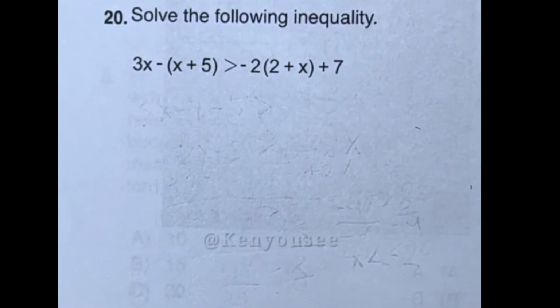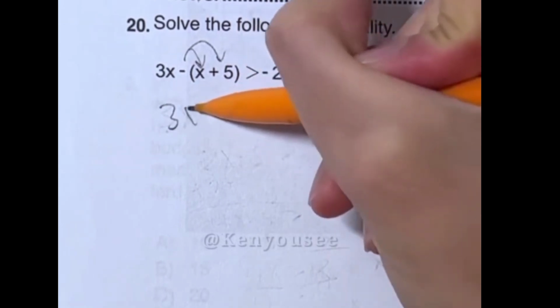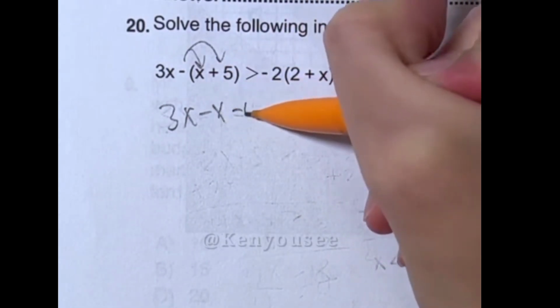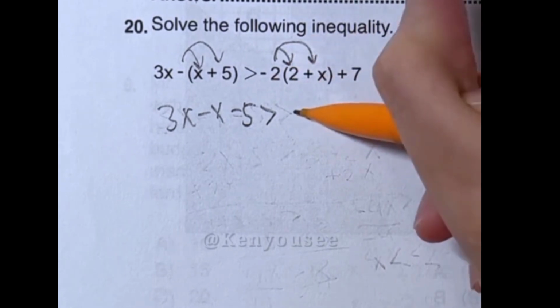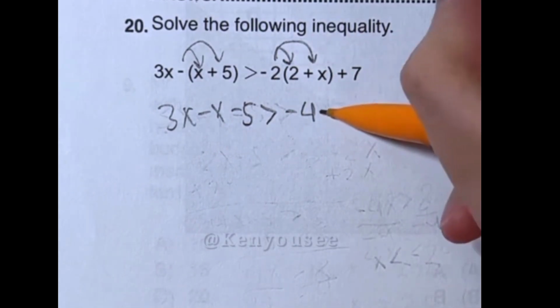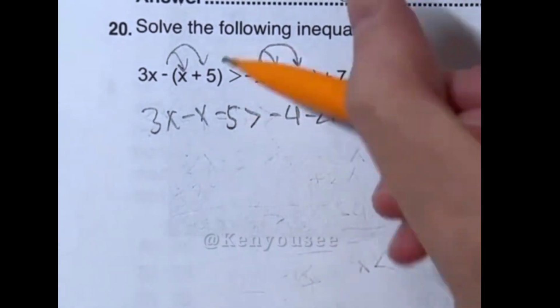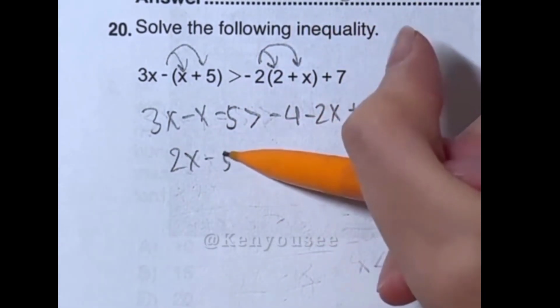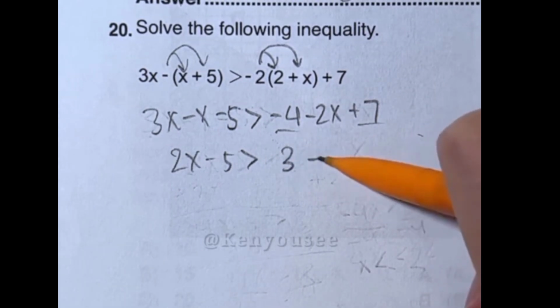Solve the following inequality. First, let's expand everything. So we're going to have to distribute the negative sign over here. That's going to be 3x minus 5 is greater than, we distribute this as well. Negative 2 times 2 is negative 4. Negative 2 times x is negative 2x plus 7. And then now we add up like terms. 3x minus x is 2x minus 5 is greater than, negative 4 plus 7 is positive 3 minus 2x.